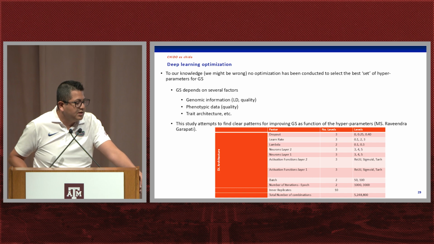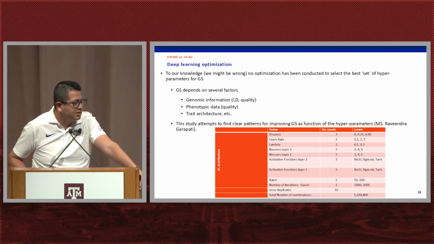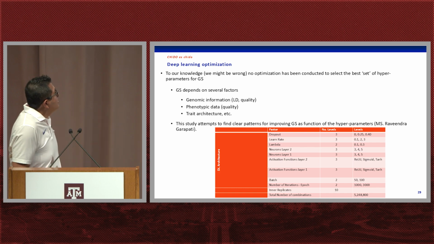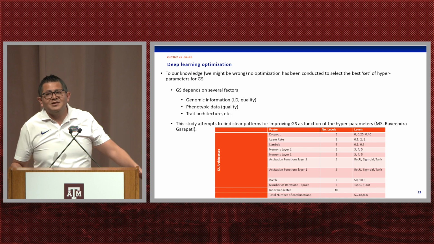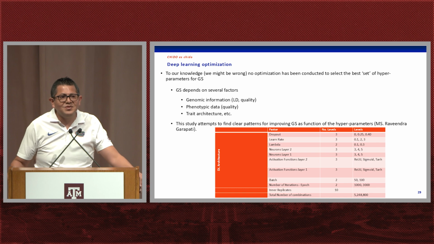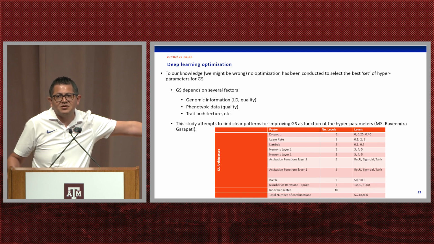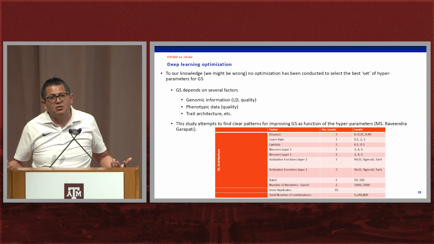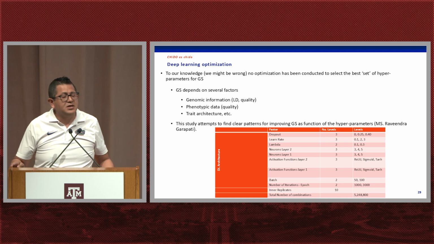So this is a study that corresponds to the master thesis of my student Ravendra Garapati. And in this case, we considered what I would say is a very comprehensive number of parameters and levels. As you can see here, it's not that comprehensive because we wanted to study more, but we have a lot of limitations.